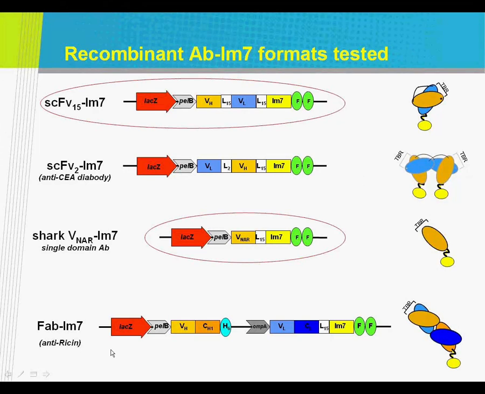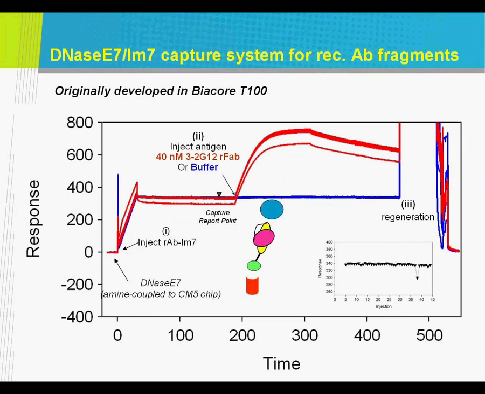And then injection of either buffer only, so it's just injecting a buffer that's in blue, or injecting an antigen. In this case, it's a 3-2G12 antigen, which is an anti-idiotype antibody to the single chain that you've got here. So that shows binding here. And in the third step, it shows the regeneration of the surface back to the DNase E7 level. So as I said, there are 40 captures, 20 injections of buffer only, and 20 injections of recombinant antigen.